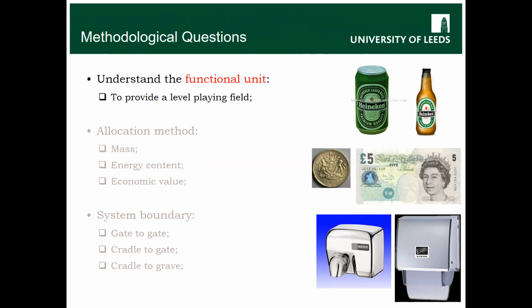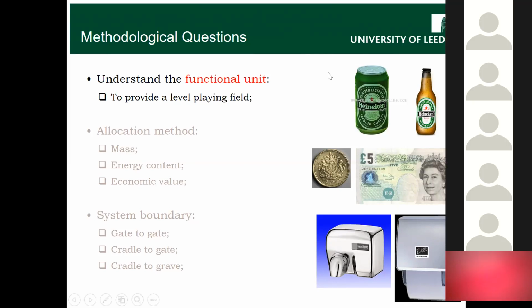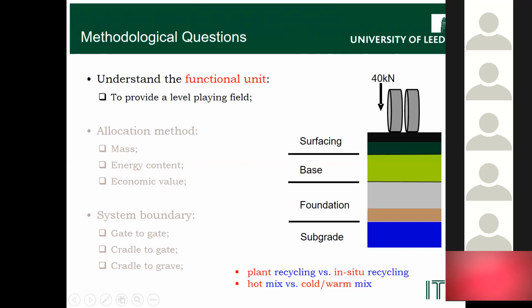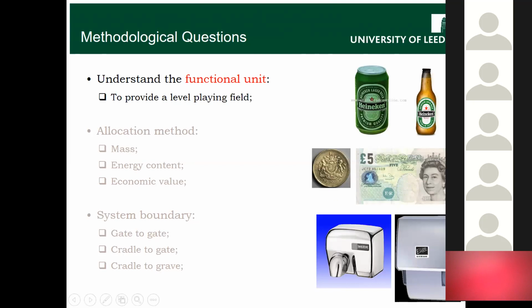The purpose is that people understand that we need to create a level playing field when we compare different products. In the first example, when we compare the packaging for beer, we need to make sure the volume is uniform. In the second example, when we compare currency, of course, we need to make sure the value is uniform, but also we have durability issues if we use paper notes as opposed to coins.